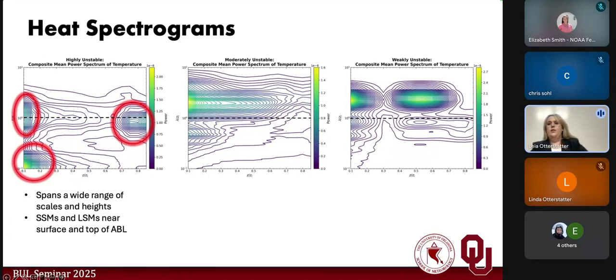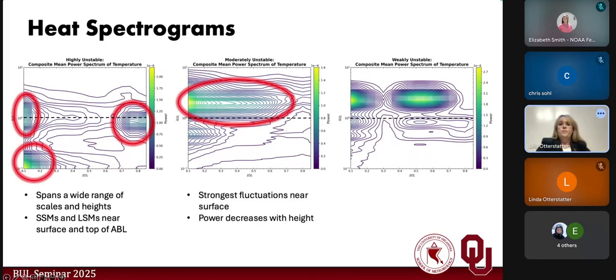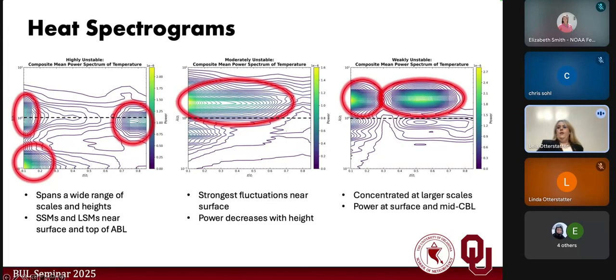And then there's also around the scale of the boundary layer, around 1, there is some power that is occurring there. Next, looking at the middle plot, which is the moderately unstable cases. You can see that there are the strongest fluctuations near the surface with power dissipating with height there. So this vertical decay suggests that turbulent mixing is weaker aloft and that temperature variation is confined to the surface there. Finally, getting to our weakly unstable cases on the right, you can see that they're concentrated at larger scales than the ABL depth, especially at lower and middle portions of the CBL there.